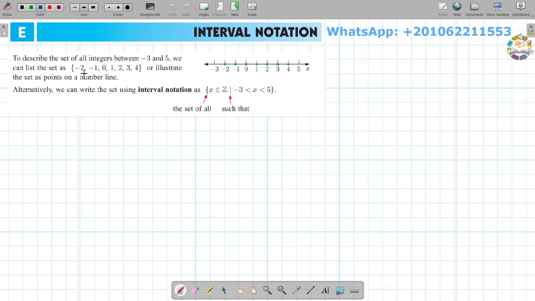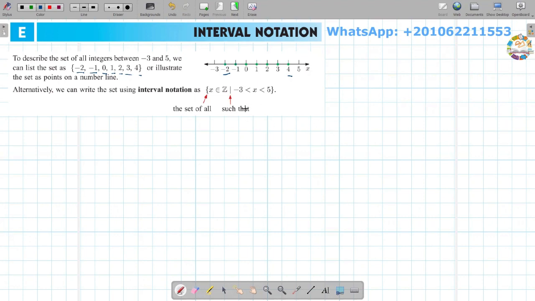Simply, we can list the values between -3 and 5 using this set, which is -2, -1, 0, 1, 2, 3, and 4. Or we can use a number line, putting a point to indicate each value from -2 till 4. Or alternatively, we can write interval notation.